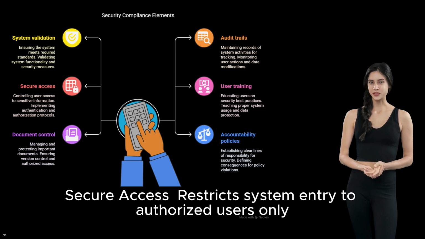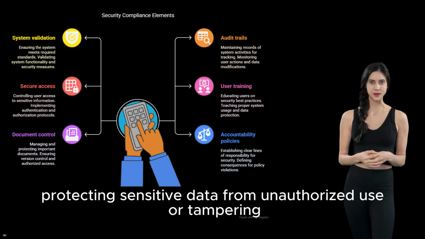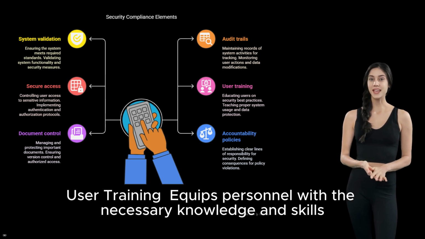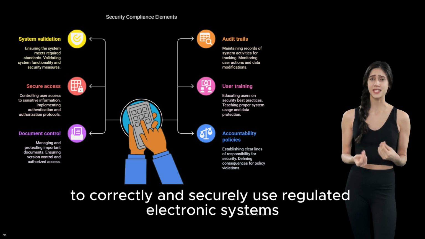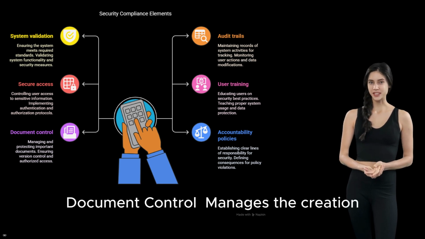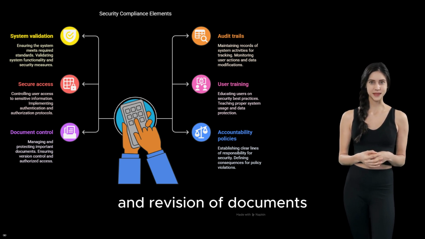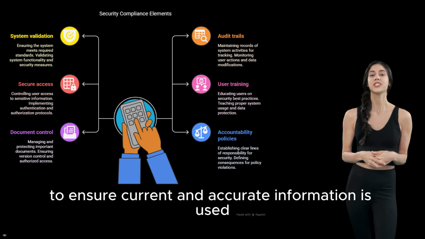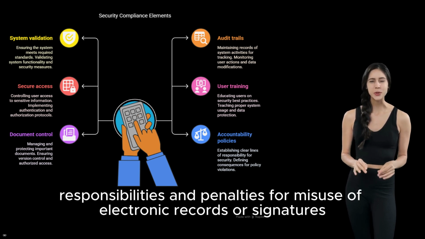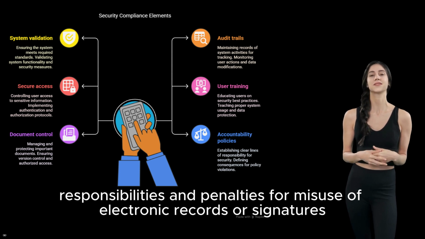Secure access restricts system entry to authorized users only, protecting sensitive data from unauthorized use or tampering. User training equips personnel with the necessary knowledge and skills to correctly and securely use regulated electronic systems. Document control manages the creation, approval, distribution, and revision of documents to ensure current and accurate information is used. Accountability policies define and enforce individual responsibilities and penalties for misuse of electronic records or signatures.